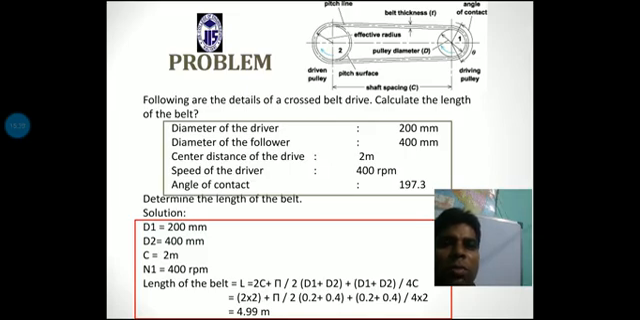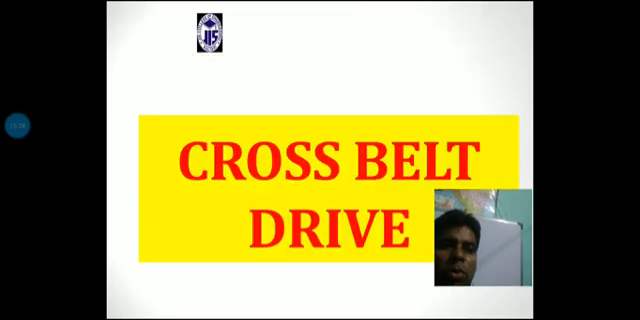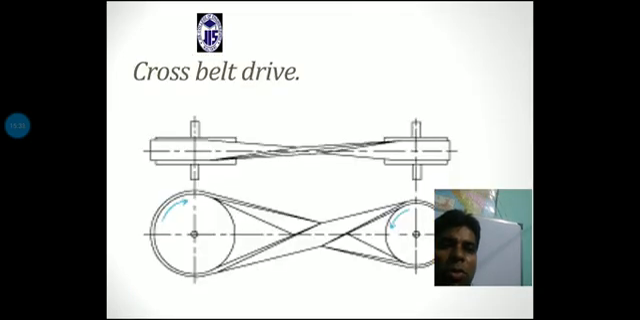Calculate the length of the belt. Before this, we have to calculate the cross belt figure. That is actually the cross belt. Cross belt means the figure of this belt will be with cross conditions, with an X view.